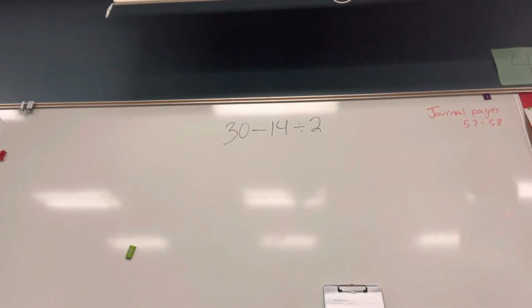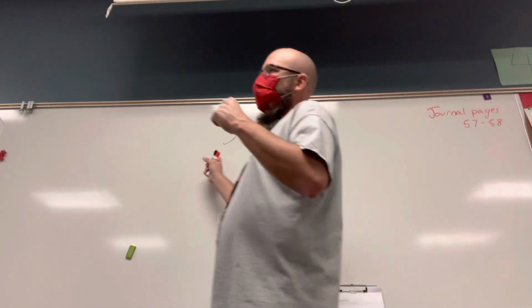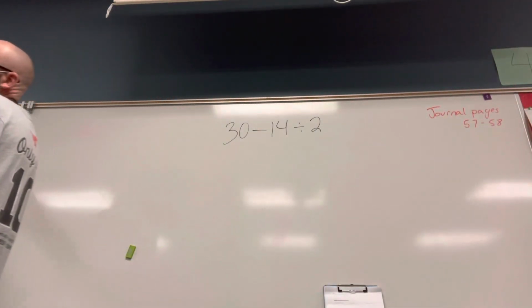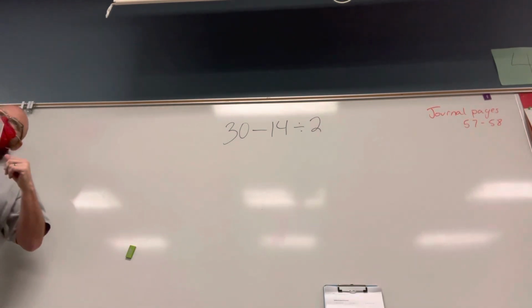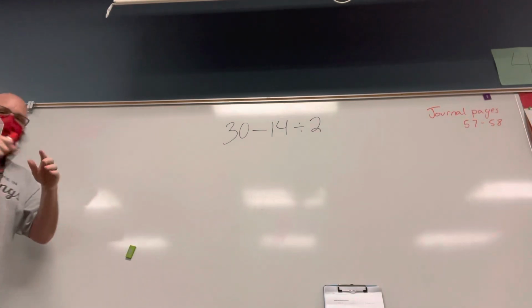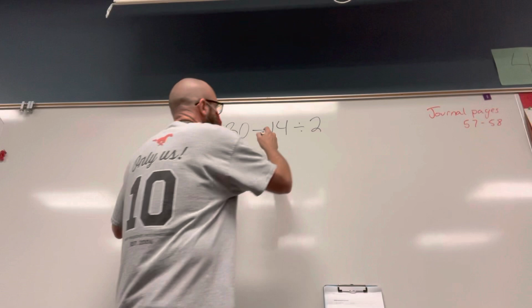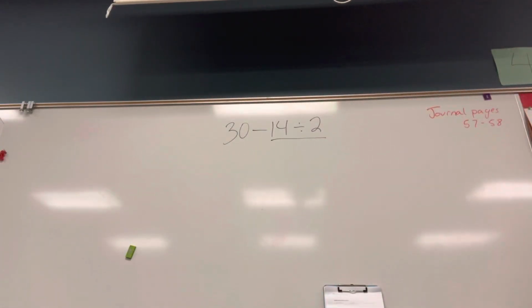How many operations do we have in there? 2. Good. We have a subtraction and a division. Ryan, do we have any grouping symbols? No. Ryan, do we have any exponents? We don't do those in 5th grade. Very good. Do we have any multiplication or division? Yes. How many? 1. Since there's only 1, we just do it. We don't have to work from left to right. Ryan, what is 14 divided by 2? 7.